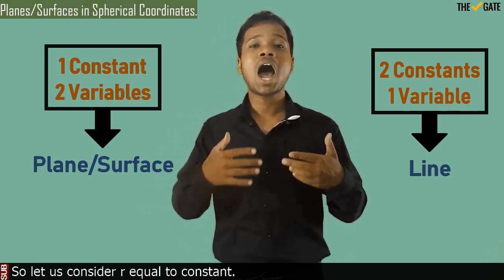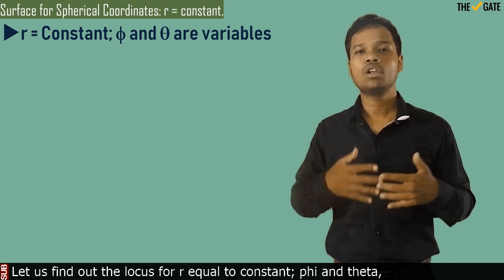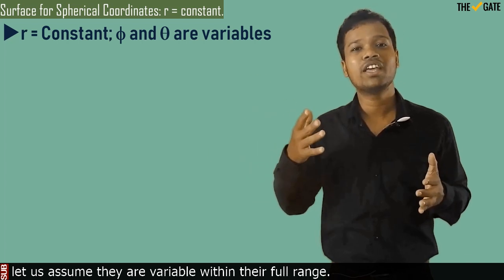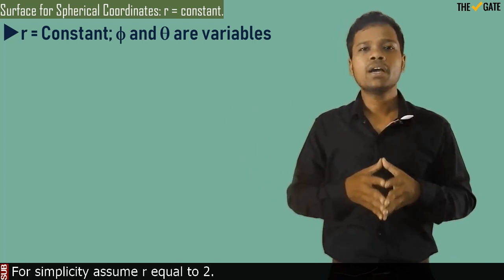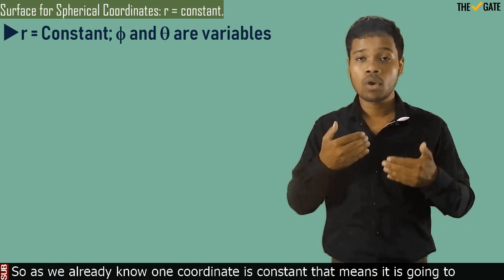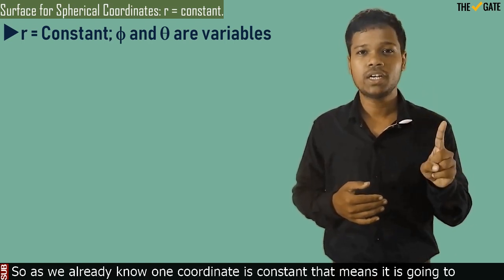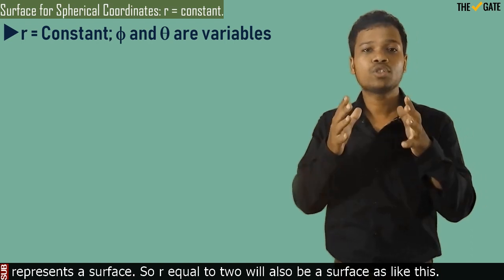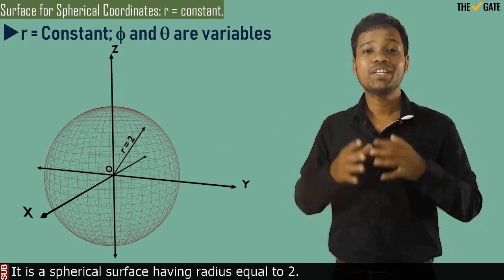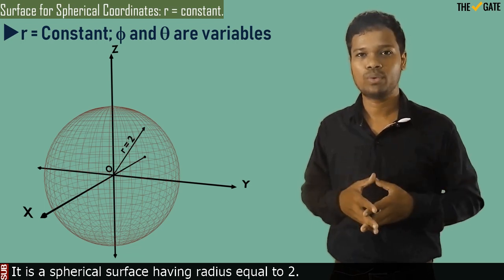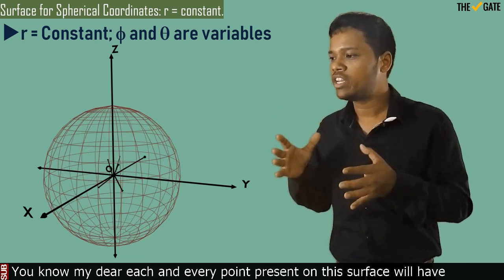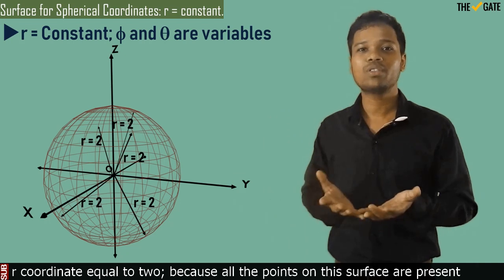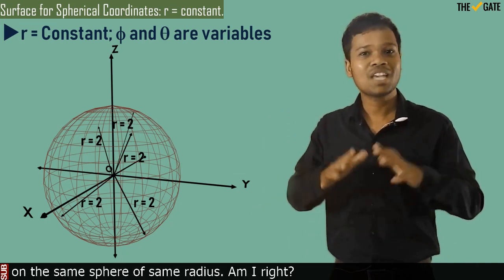So let us consider r equal to constant. Let us find out the locus for r equal to constant, with phi and theta assumed to be variables within their full range. For simplicity, assume r equal to 2. As we already know, one coordinate is constant, that means it is going to represent a surface. So r equal to 2 will also be a surface. It is a spherical surface having radius equal to 2. You know my dear, each and every point present on this surface will have r coordinate equal to 2, because all the points on this surface are present on the same sphere of same radius.